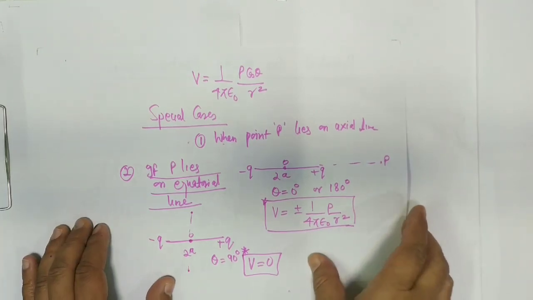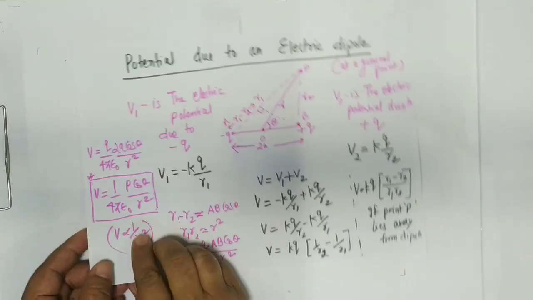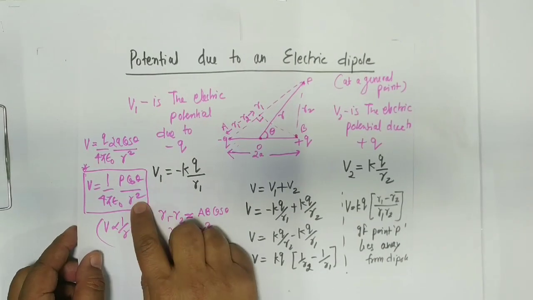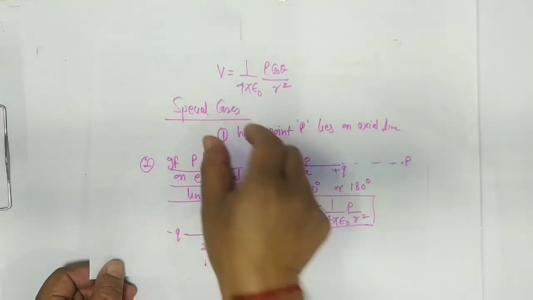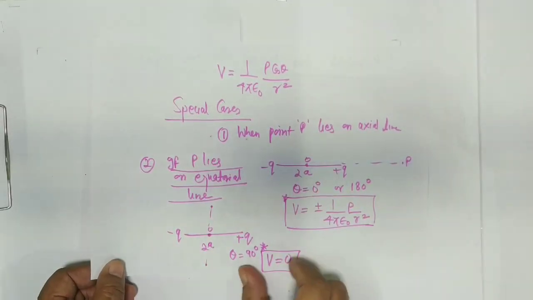So this is a very important derivation. It's a general formula. What you got here, P cos theta by R square due to a dipole, and then the special cases of the axial line and the equatorial line. So this is the case which we have discussed regarding the dipole.